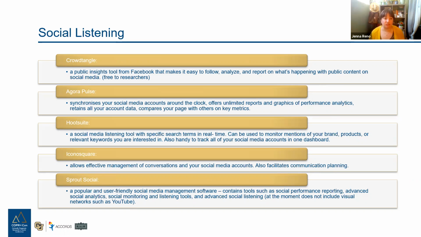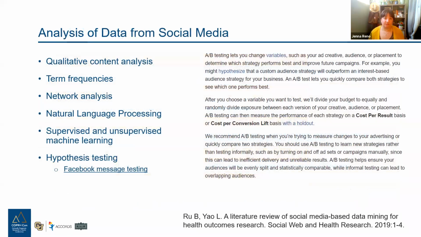So I'm not going to go through each of them individually because you can see a brief overview. Again, they do pretty similar things, but each of them specialize kind of in different areas. You want to go to the next slide?